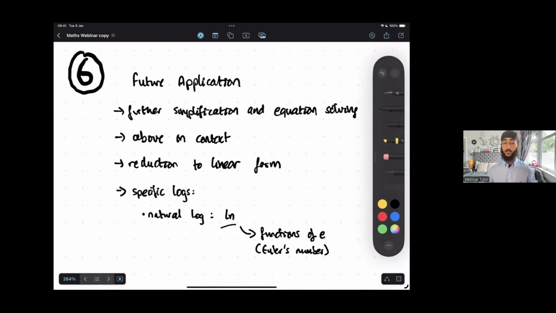Let's have a look at some future application of this, some further information you'll be studying during your A-level course. We'll be simplifying and solving more complex equations. We'll be doing the above in context too. So for example, you might be looking at some compound interest. You might be looking at a graph. We'll also be looking at something called reduction to linear form. And you'll also be looking at some more specific logarithms like the natural log or ln, and that refers to functions of e or Euler's number.